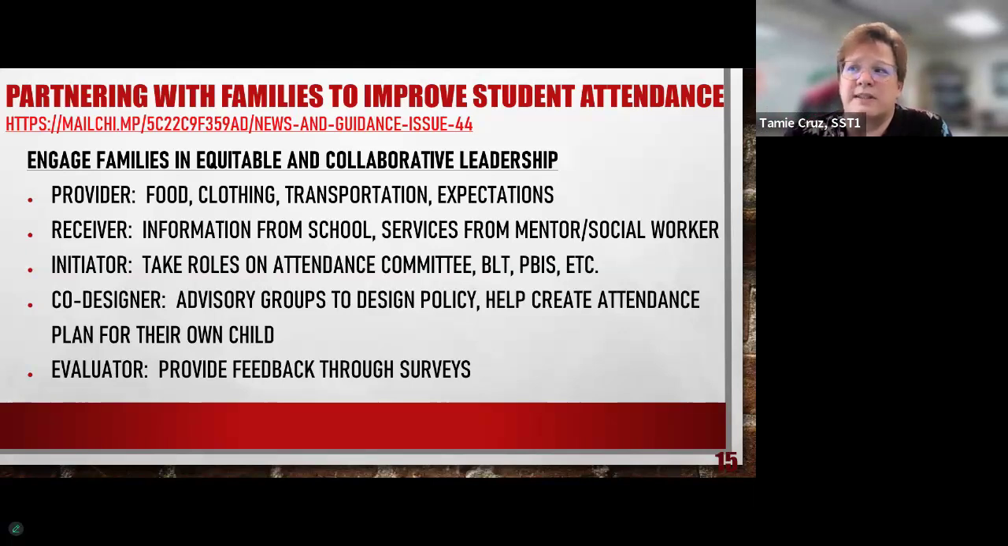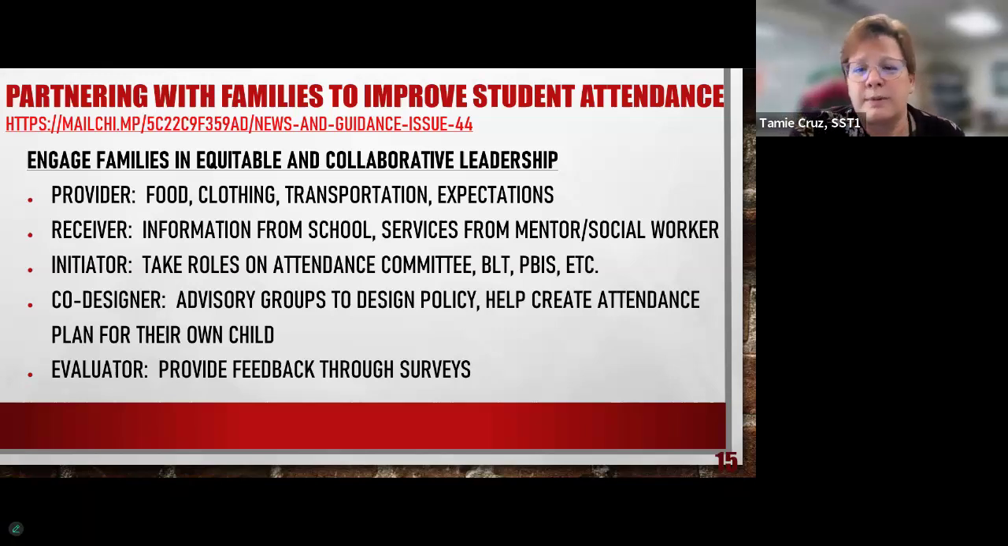So parents or families are also receivers of information from school. So are we communicating in a way that it is reaching them? Are we communicating in their home language as much as possible? Are we, again, offering that option for two-way communication? Initiator, taking roles on those different types of committees, like I mentioned before. Co-designer, are they being consulted for policy changes? Okay. Or helping create an attendance plan for their own child. You know, this could really work for them because they are really into X right now. So we'll work together, and if they are in school, then we will help with some kind of incentive at home to help out. And then evaluator, providing feedback through surveys.